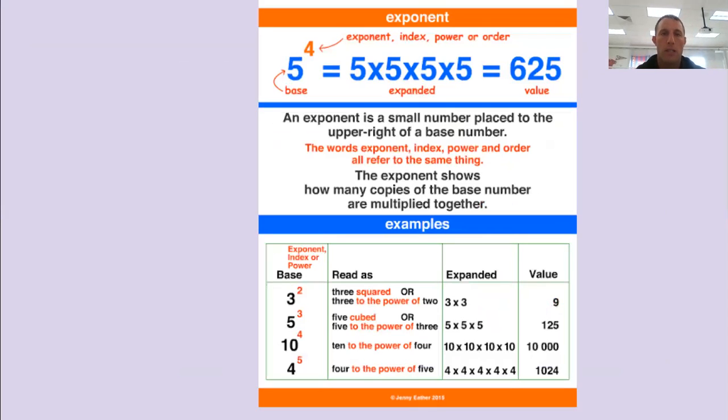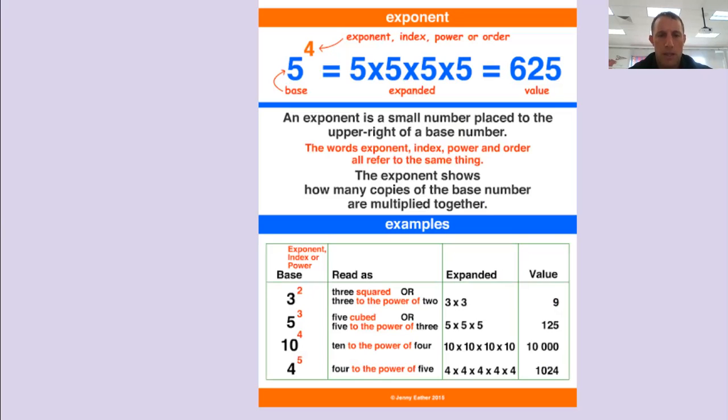We'll also review exponents. So here's a really great resource. We have the base of 5. It's the exponent, index, power, or order, which would be 4. You can also call that a superscript. So 5 to the 4th power would be 5 times 5 times 5 times 5. That's the expanded version. And then you multiply all those and you're going to get 625.